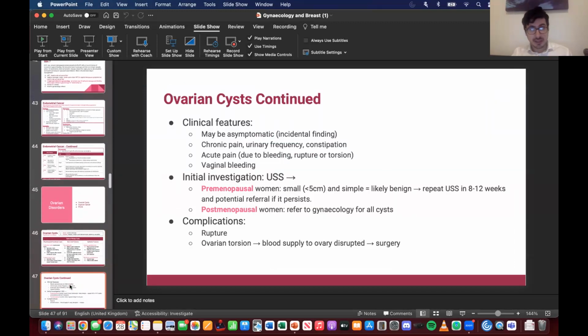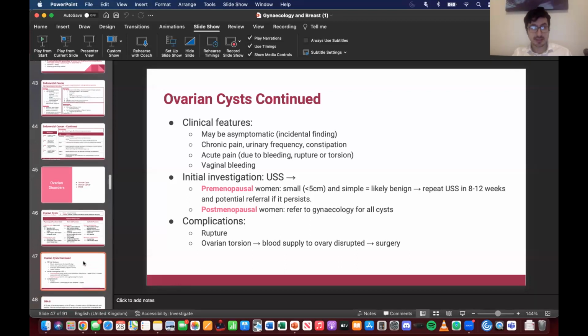Clinical features, they tend to be asymptomatic, picked up incidentally. And chronic pain is a key feature, as well as the pressure symptoms. If they bleed, rupture, or tort, acute pain can happen. Investigations, ultrasound. In premenopausal women, small and simple, likely benign, so we repeat the ultrasound and refer if it carries on. Postmenopausal women, we refer to gynae for all cysts and suspicion of cancer. Complications, as we discussed, bleeding, rupture, ovarian torsion. Ovarian torsion, they need surgical input.